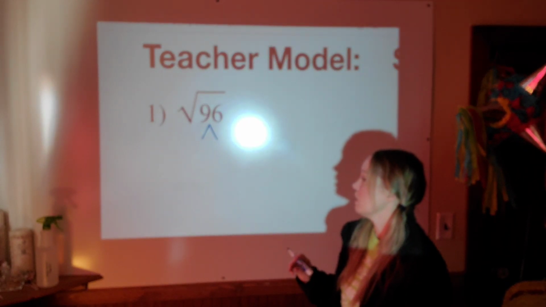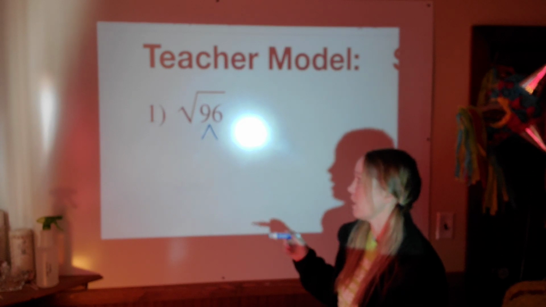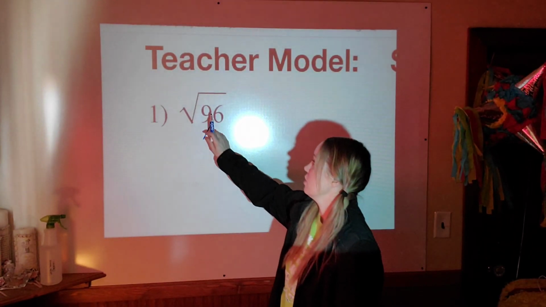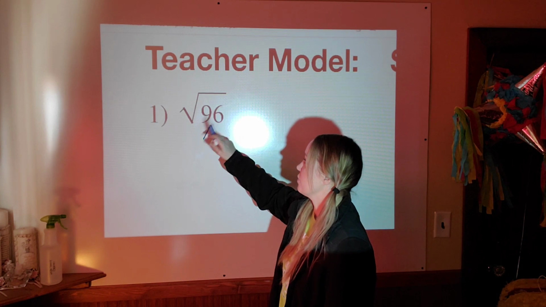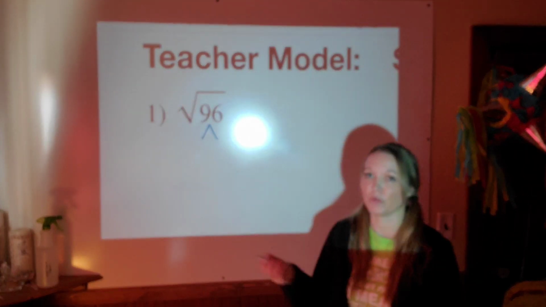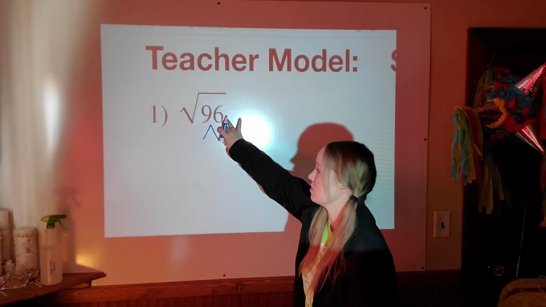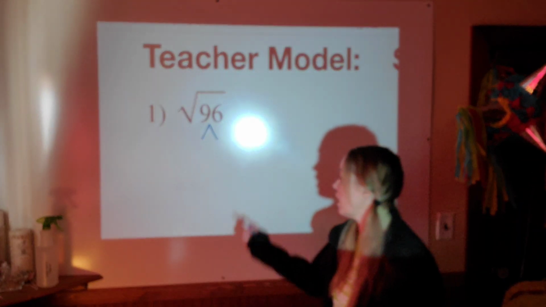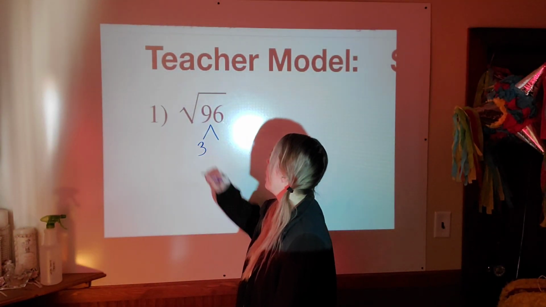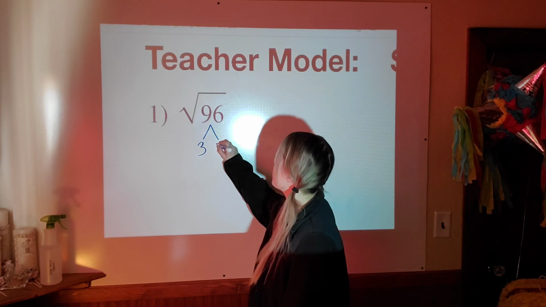Well, I know 3 times something because 9 plus 6 is 15. 15 is divisible by 3. So it'd be 3 times something. Also 2 because it's an even number. So you do either one. I like 3. 3 times 32.